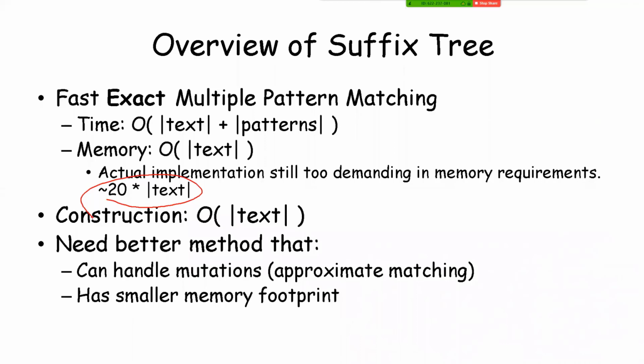The construction of the suffix tree can be done linearly in the size of the genome. The suffix trees are nice, but we need a better method that has a smaller memory footprint so that we can run it on our laptops. And we also need a way to handle mutations. The suffix trees are not so great at handling mutations. Although there are some extensions to allow mismatches, they are not as trivial. So we want to be able to do approximate matching with a smaller memory footprint.